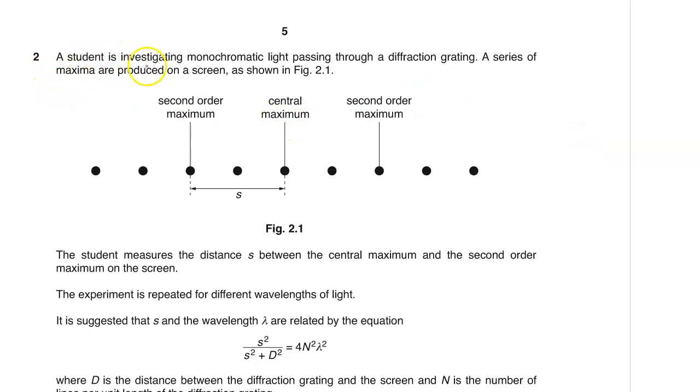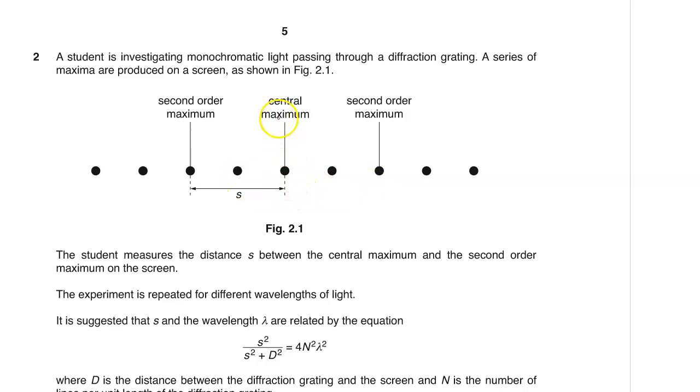Question number 2. A student is investigating monochromatic light passing through a diffraction grating. A series of maxima are produced on a screen as shown. These are maxima, right? And the central maximum is right there. Second order maximum is right there. So this is the first order maximum.